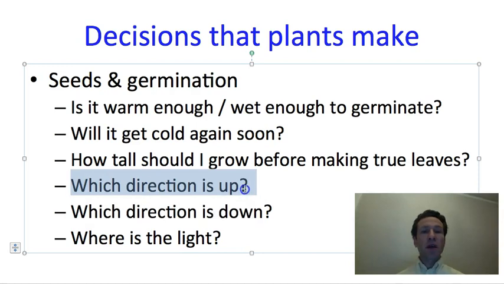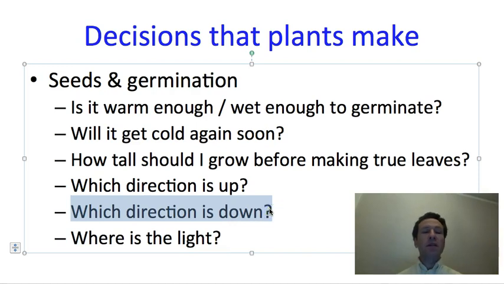And we're just assuming it knows which way is up. But that's really something that it doesn't just inherently know. Instead, it needs to be able to sense from the environment which way is up. The corollary of that is it needs to know which way is down. This is especially important for roots, which need to grow downward. Once you get even just a couple millimeters into the soil, it's going to be dark. So the plant needs some way of figuring this out besides just moving away from the light.